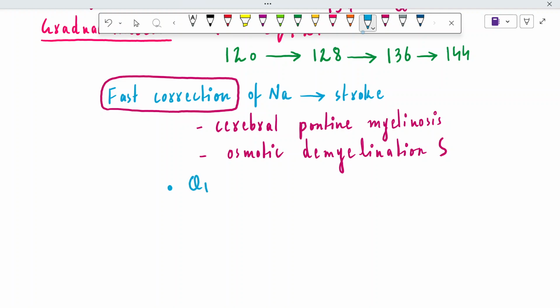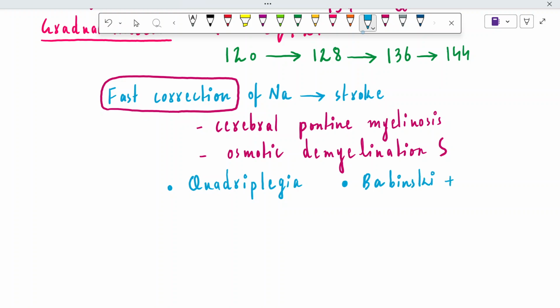First, there will be quadriplegia. I have said that the patient will not be able to walk again. Quadriplegia, paralysis of all four limbs. Then there will be Babinski positive. Babinski positive. What is the Babinski sign?